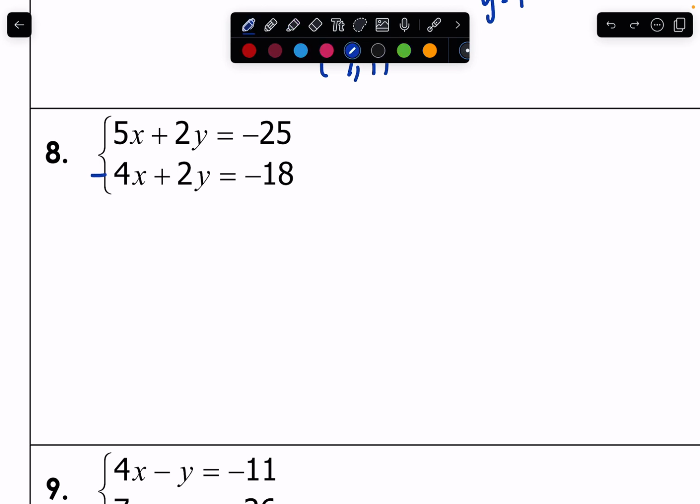So again, I want to subtract, so that's a -4x minus 2y plus 18, because we're subtracting that -18, that becomes +18. Okay, so we have 5 minus 4, which is 1. 2 minus 2, that cancels. -25 plus 18 gives me -7.